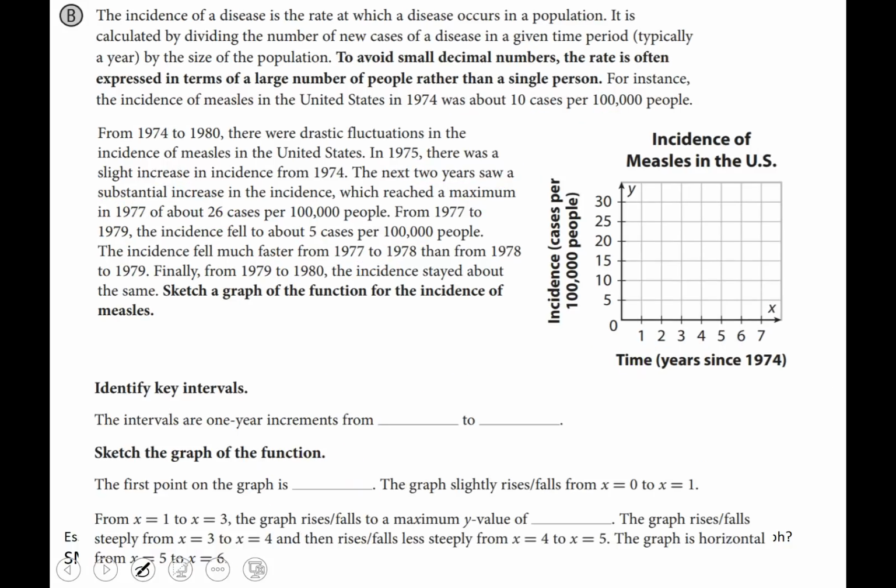Okay. Now, I'm sorry I lost all my markings that I had underlined there. Identify key intervals. The intervals are 1-year increments, and our graph is marked 0 to 6, but remember that translates from 74 to 80, really. But they're looking for the 0 to 6.